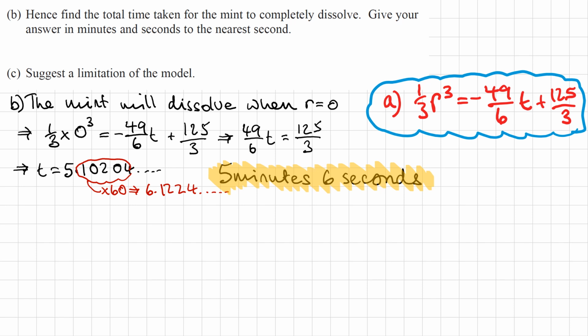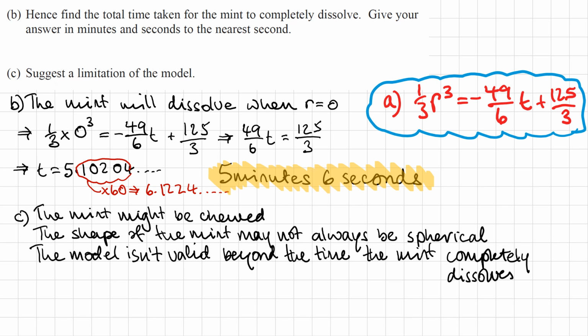And lastly, part C, suggest a limitation of this model. So there are lots of valid reasons you could give. I've just suggested a few here. So the mint might be chewed. As you've got it in your mouth, you might decide to chew it up, in which case it's going to dissolve much quicker than the time we've worked out here. The shape of the mint may not always be spherical. As you've got that mint in your mouth, it may change shape. This assumes that it's always a sphere.